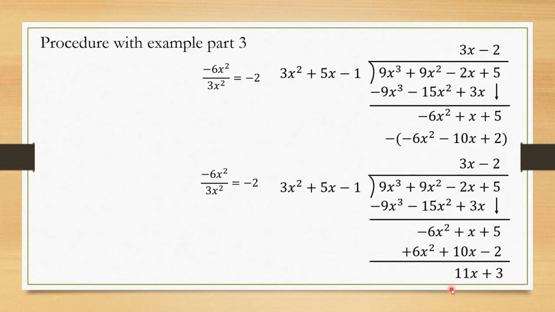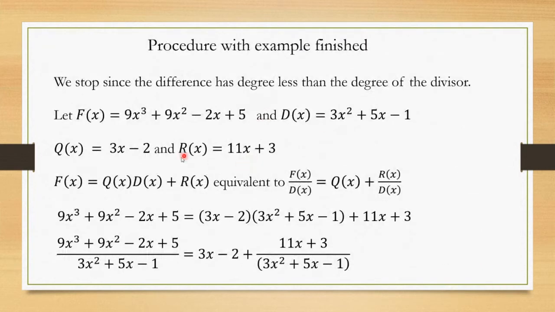So from here, we have our Q and R. So we can write it out either way. So we have, this is our dividend. This is our f of x. That's equal to Q, 3x minus 2, times our divisor, d of x, plus our remainder. So I wrote it like that. Or if you want, you can write it this way. Either way, they're both equivalent to each other.